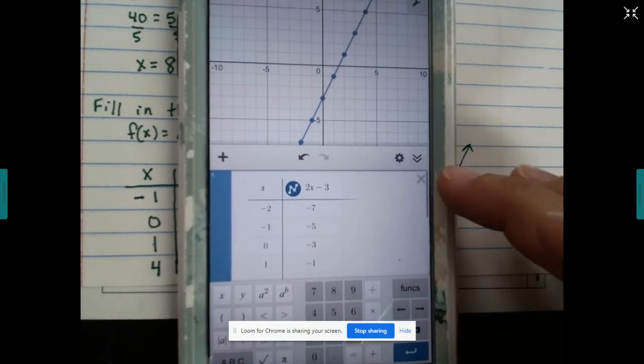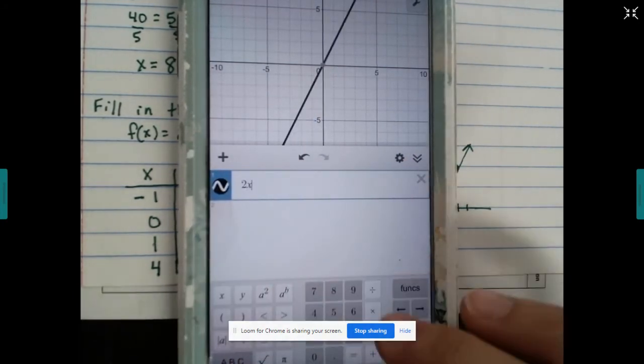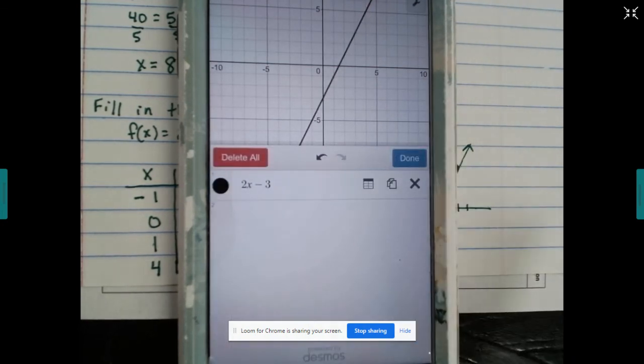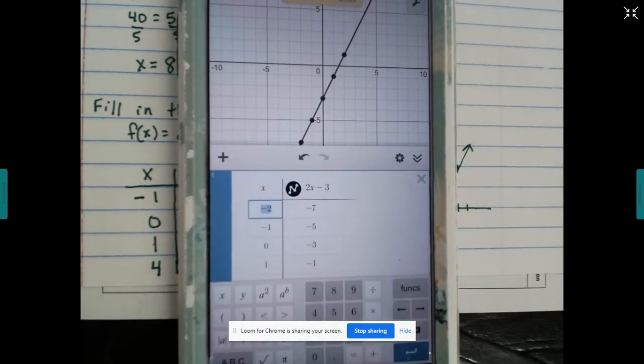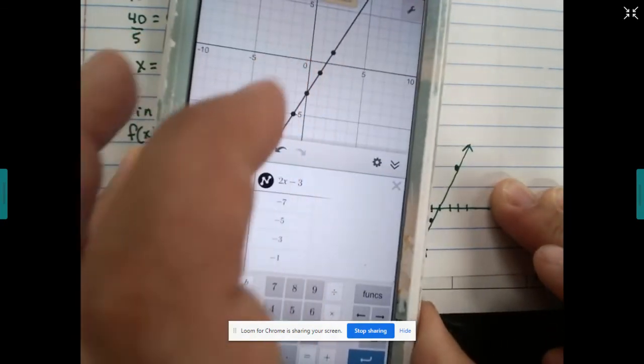And so again, I just typed in the function, which you can't go backwards, which I don't like. But so 2x minus 3, click the little gear, and then click on the table. And there it is. Questions?